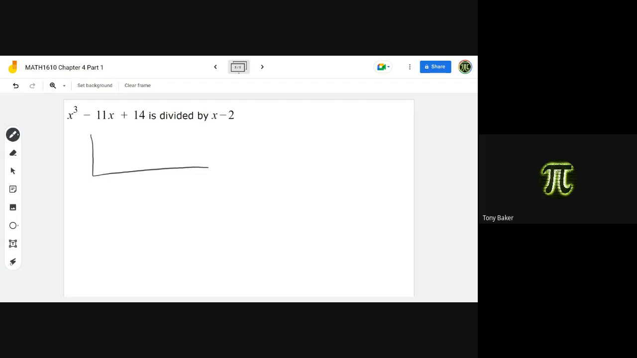The number that goes out in front is what would set that equal to 0. So in this case, I'm putting a 2 out in front. Okay, so that equals 0, so x equals 2. So the 2 goes out in front.